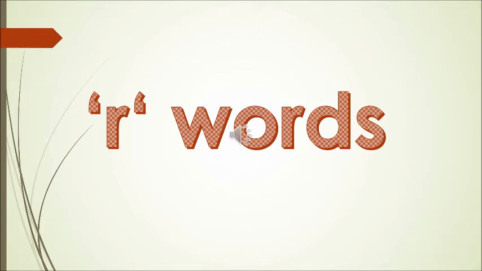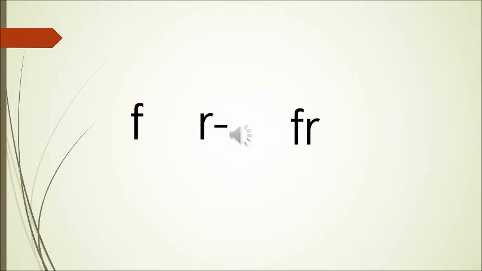So now we begin with the R sound. The R words. Yes? So the first one that we are going to do is fr. We know the sound of F is f and the sound of R is r. And together it becomes fr. What does it become? Fr. Yes? So two consonants coming together to form the blend.